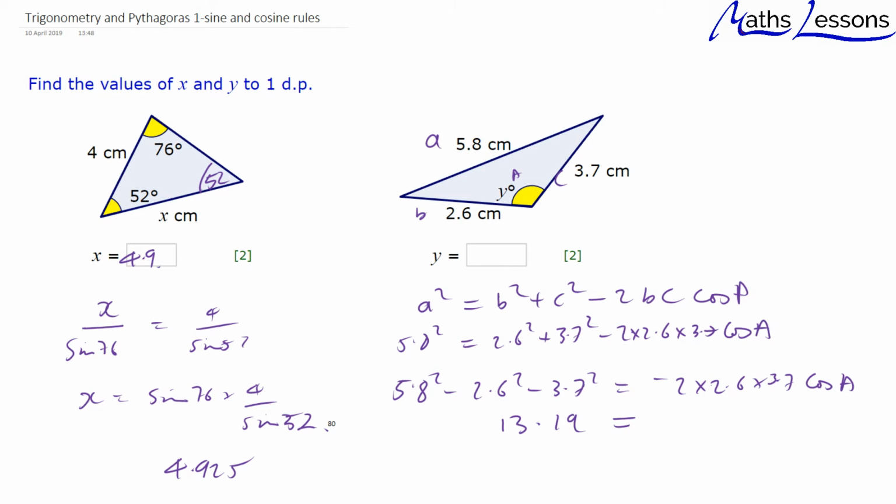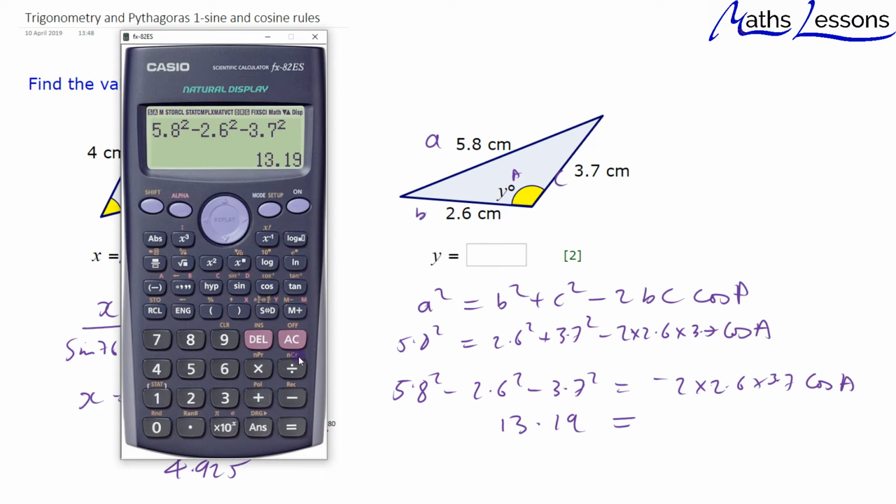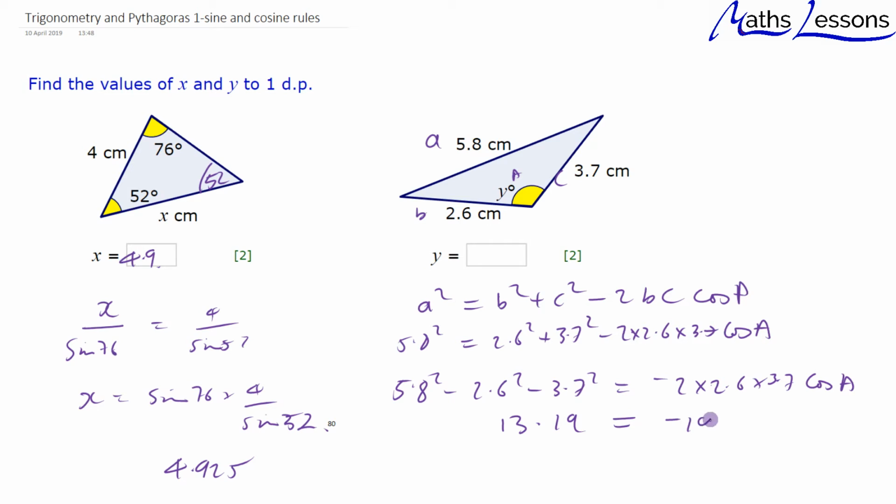Work out the other bit. And I get, minus 2 times 2.6 times 3.7. And I get minus 19.24 here, cos A. So cos A will be 13.19 divided by minus 19.24.